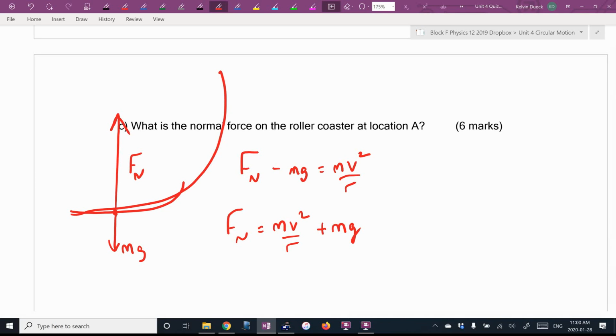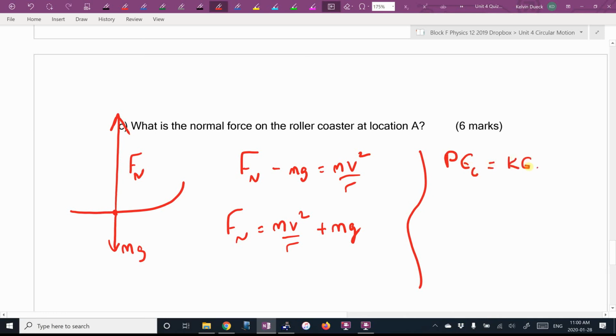Okay? So, I need to find V. That's going to be done with conservation of energy. But since we're on the bottom, I think we can say all of the initial potential turns into all of the final kinetic. Because our initial kinetic, it does say from rest, and at the bottom, our potential is 0. So I'm going to get mgh initial equals a half mv final squared. And I'm going to get that v final squared is 2gh initial.